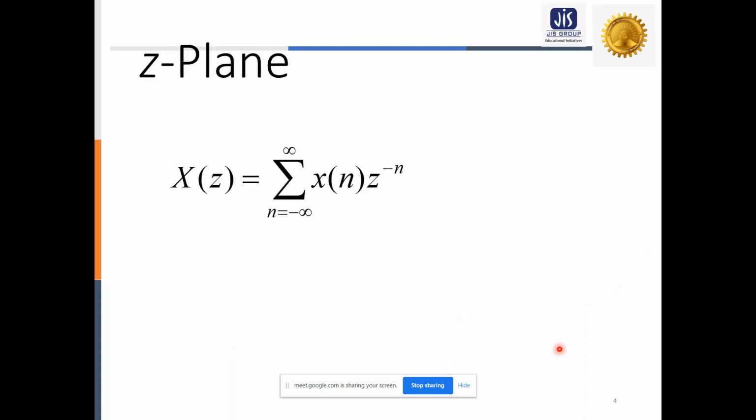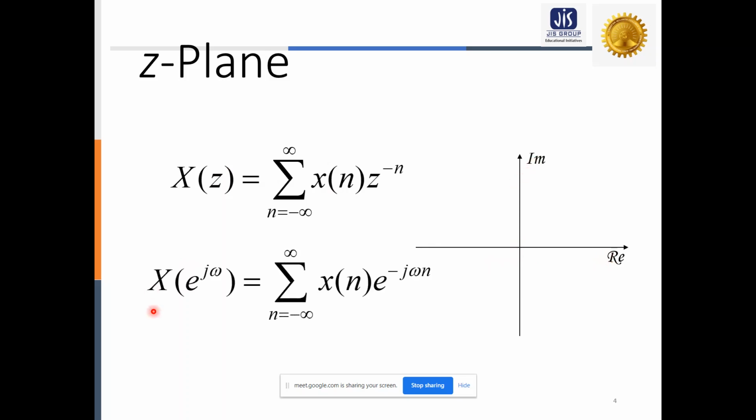Now what is the Z plane? The independent variable is z, in X(z). Since z is e to the power minus j omega, it has a real part and also an imaginary part, because it is a complex variable. So this is the real axis and this is the imaginary axis.